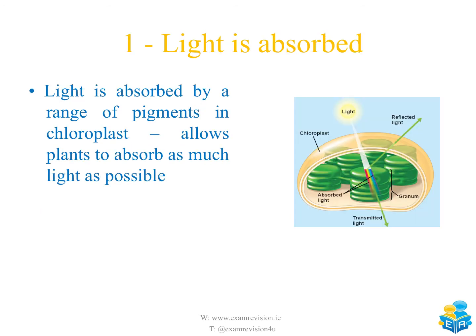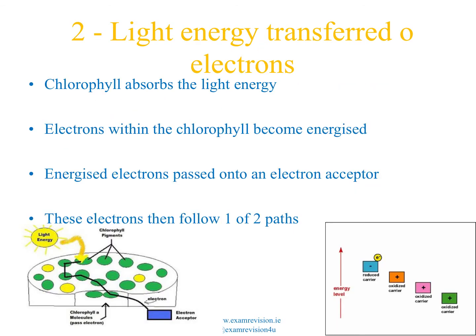So this is very similar to what we saw a couple of minutes ago. Stage 1, sunlight has to be absorbed, okay? So light is absorbed by a range of pigments in the chloroplast, and this allows as much light to be absorbed as possible, okay? The chlorophyll is going to absorb this light inside the chloroplast. Now, this light energy is going to be transferred to the electrons. So there are going to be some electrons inside the chlorophyll. Some more electrons, after water is split, are going to move into the chlorophyll. And these electrons are going to gather this light energy. They're going to become high energy electrons, and these energized electrons are going to be passed on to an electron acceptor. Okay, so these electrons, once they're full of their energy, are going to follow one of two paths. And we're going to look at these paths now in the next couple of minutes.